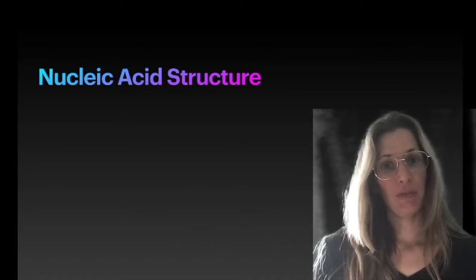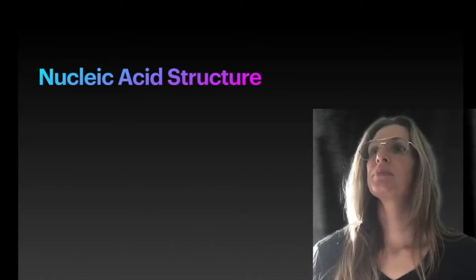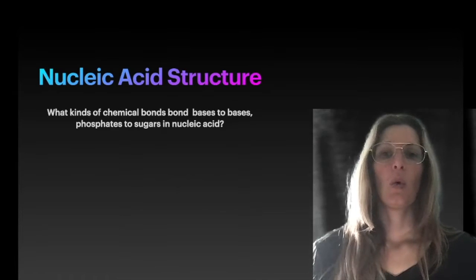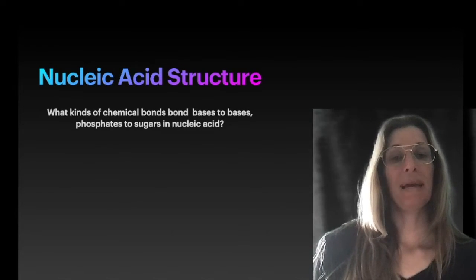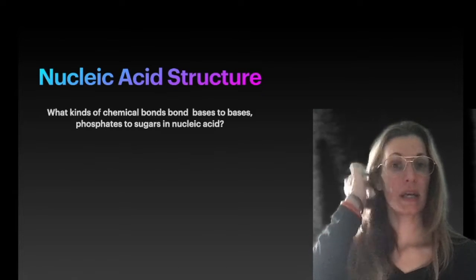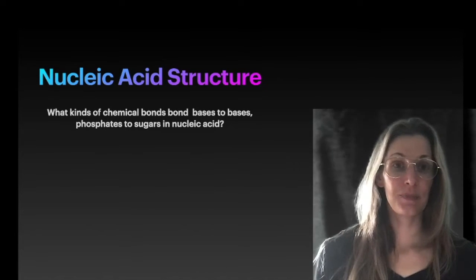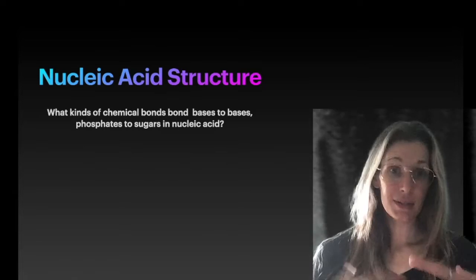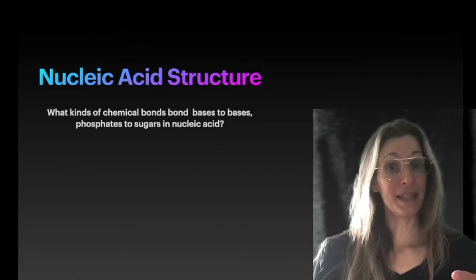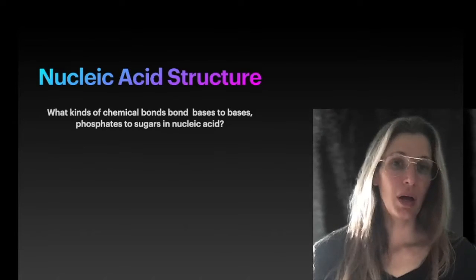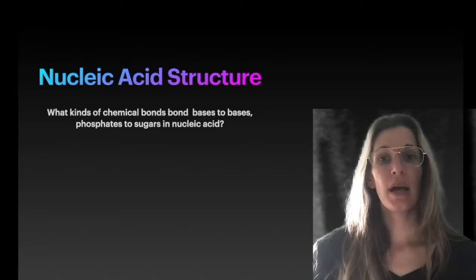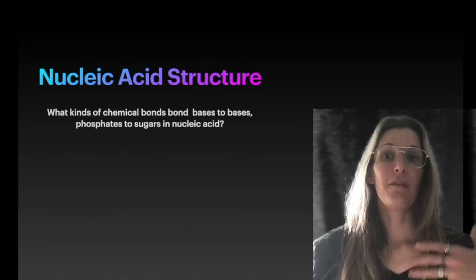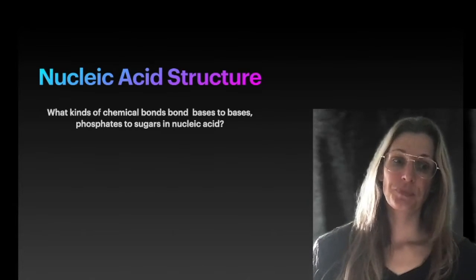Be looking for information about what kinds of chemical bonds bond bases to bases. So we're talking about the structure of nucleic acids. One of the parts of the structure of nucleic acids are the bases. So what kinds of bonds bond a base to a base? And then what kind of bonds bond a phosphate to a sugar?